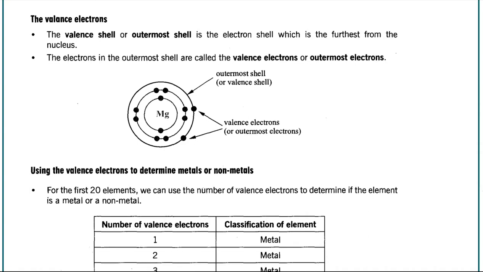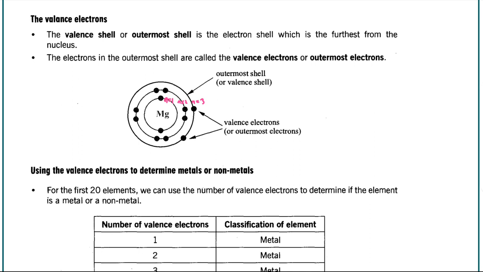Welcome. From the previous video, we were looking at the electronic configuration, which we said is the arrangement of electrons within the atom. So when we arrange electrons within the atom, we have the first shell, which is n equals 1. Then we have the second shell, which is n equals 2. And we have the third shell, which is n equals 3. It's just the number of the shell.